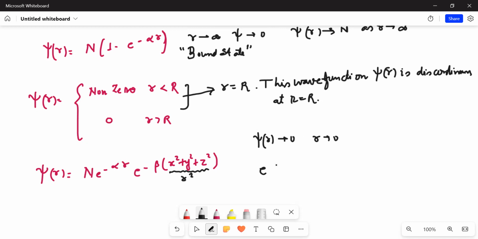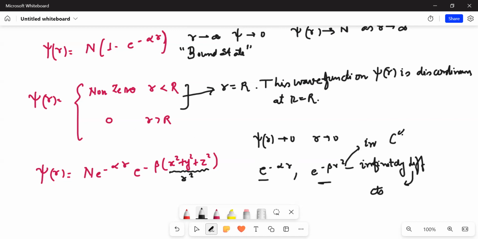Secondly, you can see that e to the power minus alpha r and e to the power minus beta r square are both infinitely differentiable functions, and these derivatives are also continuous. We know that the exponential in general is a continuous function, and we can differentiate it infinitely many times, because the derivative of e to the power x is again e to the power x. So it is an infinitely continuously differentiable function on R.